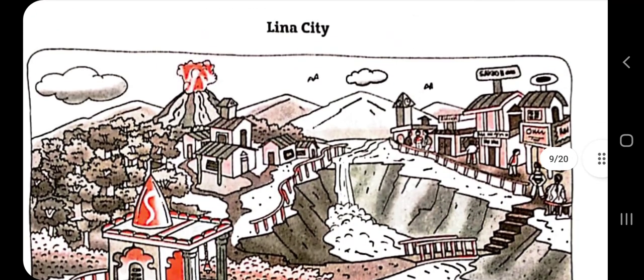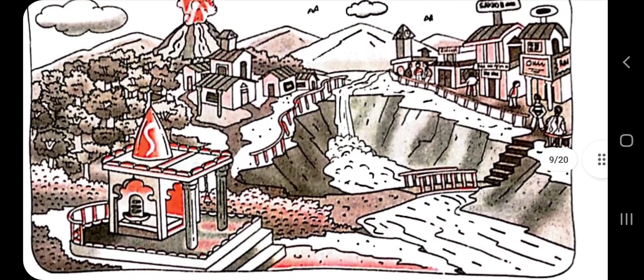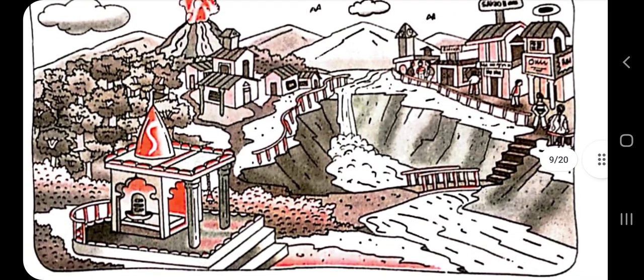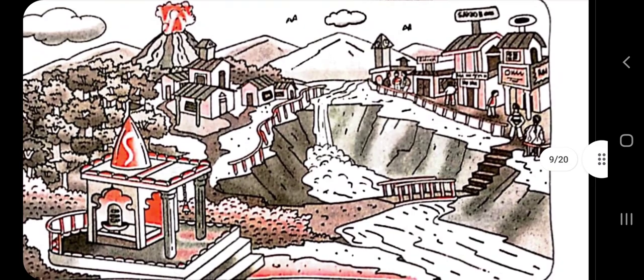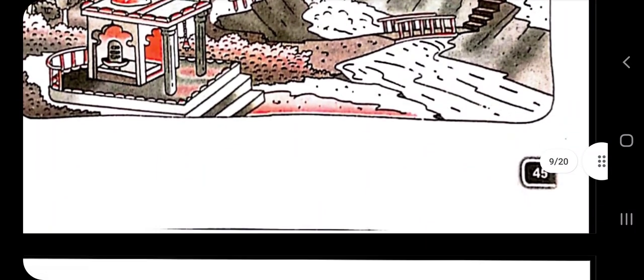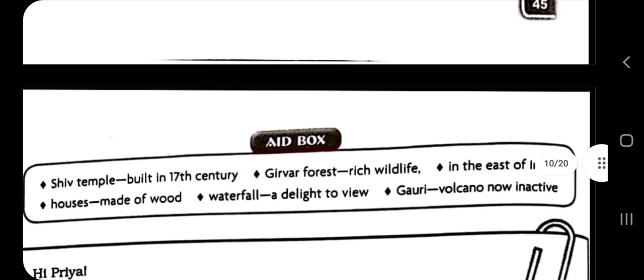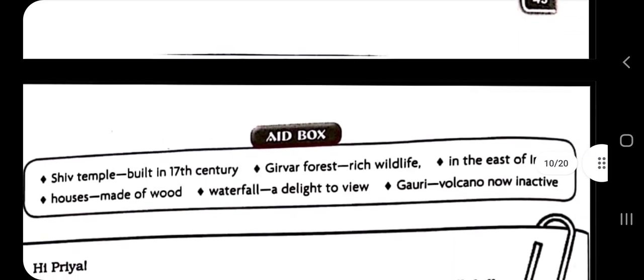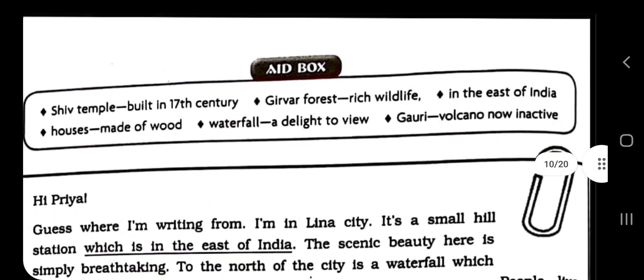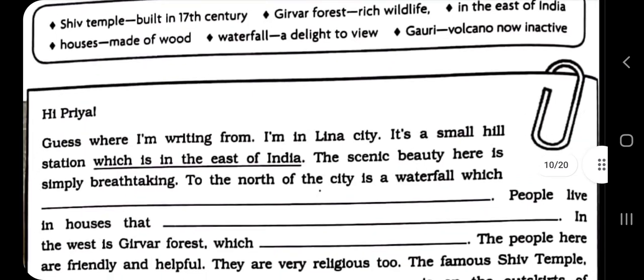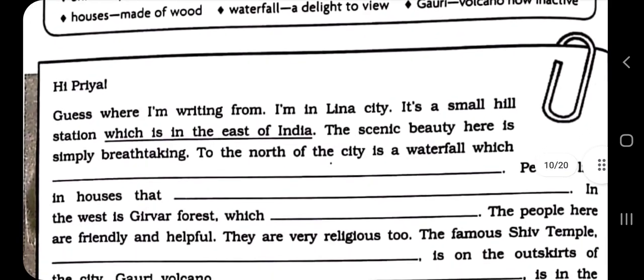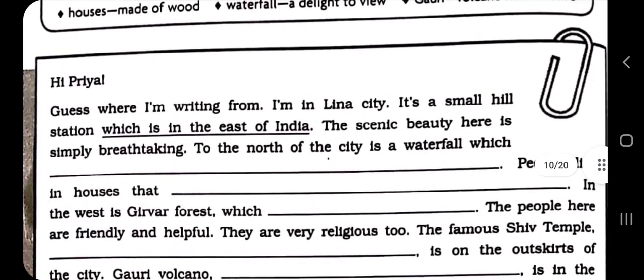Let's do what's there. Now say this beautiful Lena city. It has a temple, it has some beautiful scenery. So the first one is done. Shiv temple built in 17th century. Girwar forest, rich wildlife in the east. Okay, so this is the help box. Now you have to write it. Hi Priyal, guess where I am writing from. I am in Lena city.